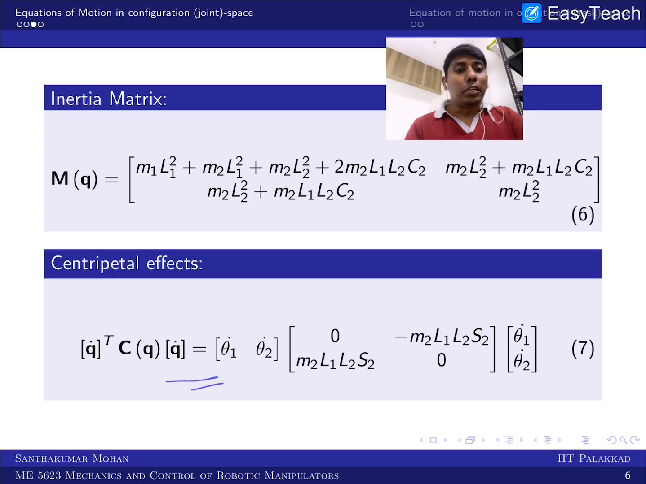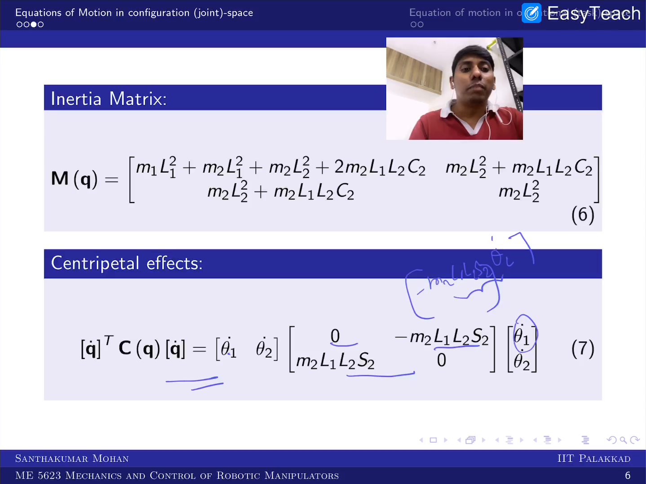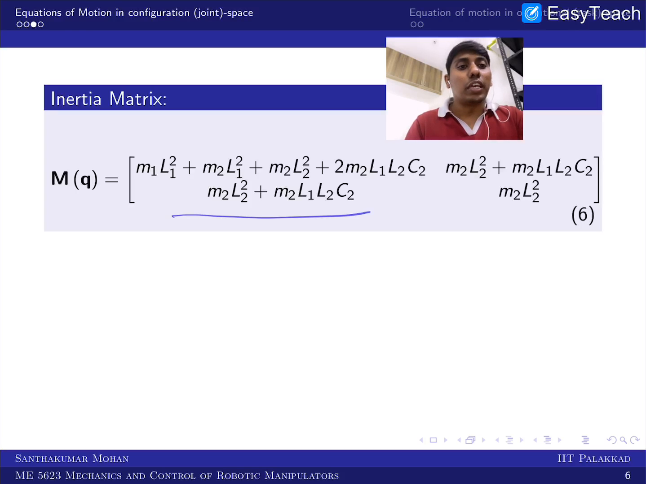Now if I multiply, this is multiplied with theta 1 dot. In the sense, this will come as minus m2 l1 l2 s2 theta 2 dot, right? Now if I multiply this, theta 1 dot, theta 2 dot will come. If I multiply this, it will be theta 1 dot squared, and that would be theta 1 dot squared, right? So you can see theta 1 dot, theta 2 dot also come, and theta 2 dot squared also comes. That is what we have written here.